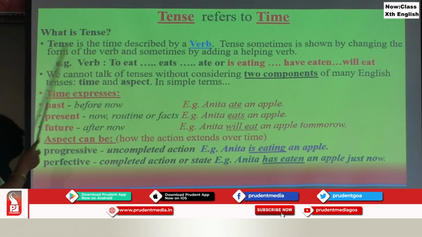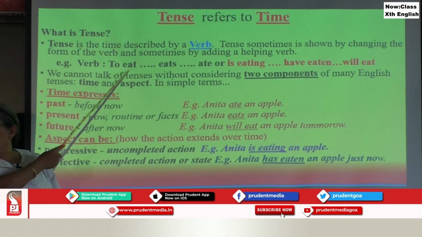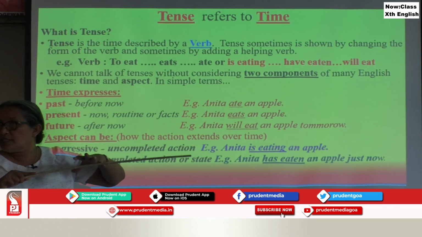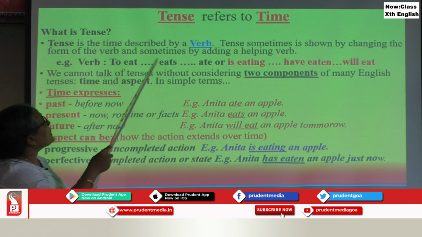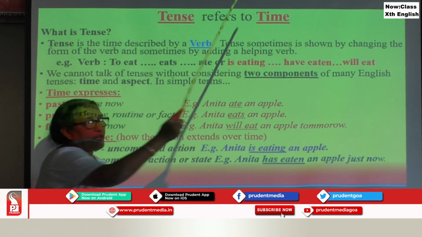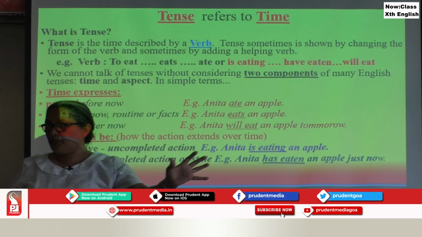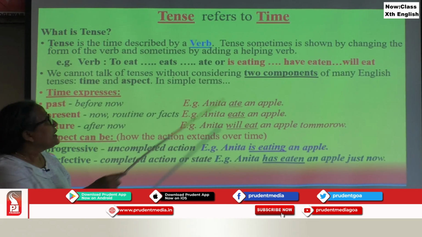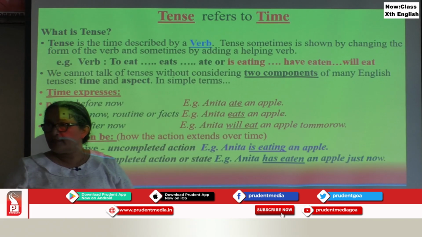Changing the form of the verb means the infinitive form is to eat. It changes its form, it's ate. So sometimes tense is shown by changing its form. Sometimes the tense is shown by adding a helping verb. Now you will understand why I did the base round of revision with you. By helping verb I mean: is eating, have eaten, will eat.